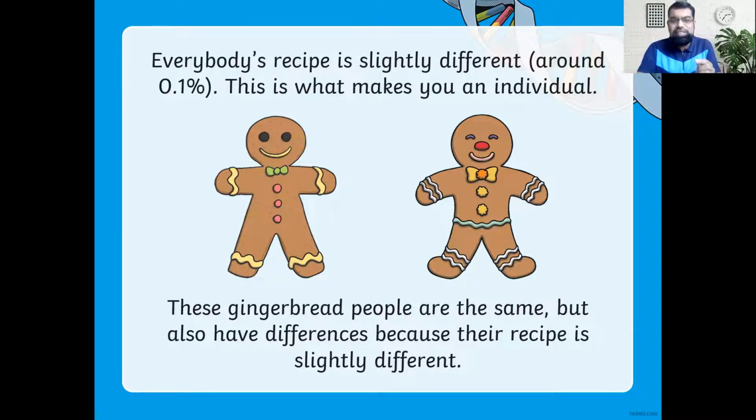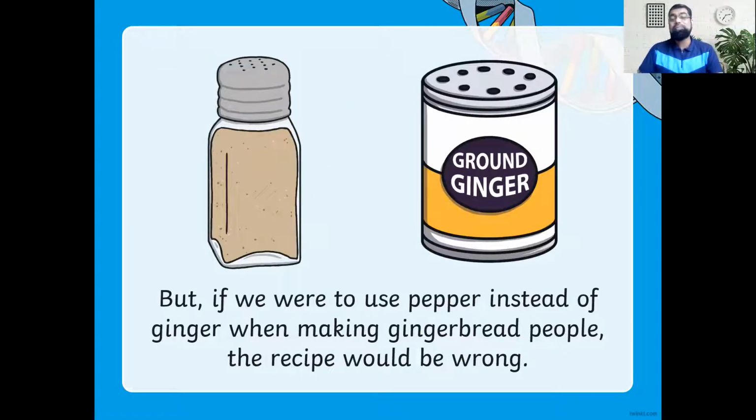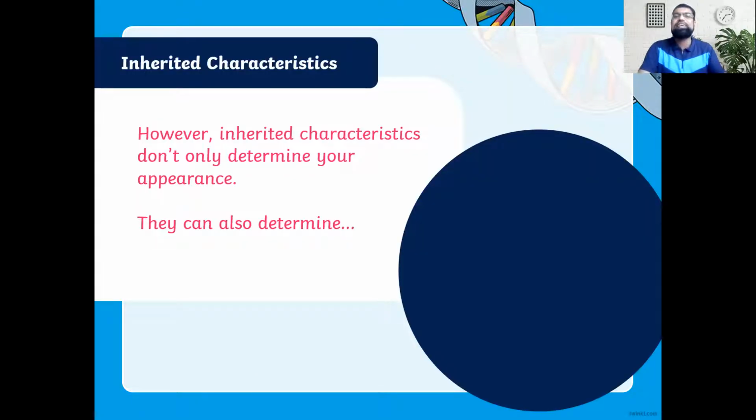The icing, the fondant, the kind of gems you use just makes us different. Let's say instead of ginger, you use salt or pepper. Well, the whole gingerbread man will go wrong, right? This is exactly what we're talking about. This is the kind of concept that I'm teaching you.